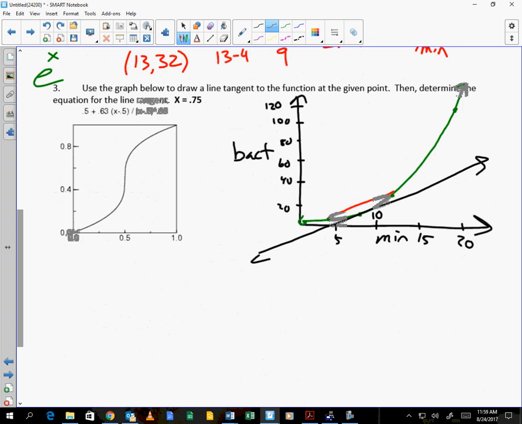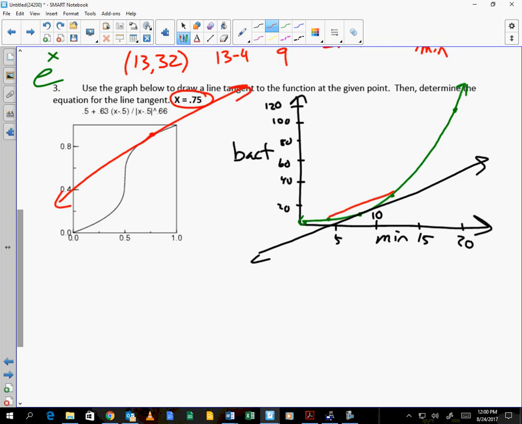This last one: use the graph below to draw a line tangent to the function at the given point. Then determine the equation for the line. We want to do x is equal to 0.75. Well, 0.75 is going to be right about here, right? So I'm going to mark that spot on the graph right about there. What do I want to draw now? A tangent line. You okay with that? Does that look reasonable? It's not great, but would you say it's reasonable?